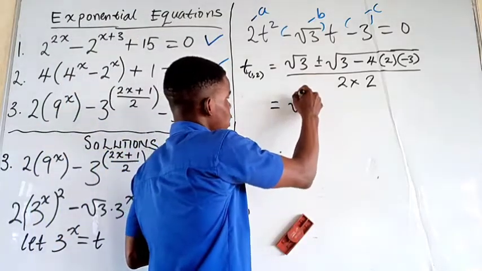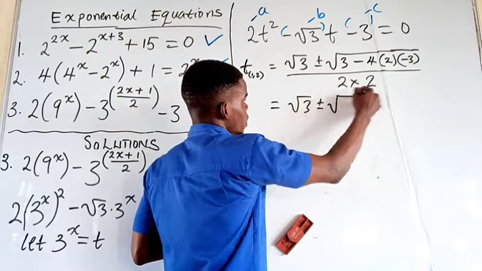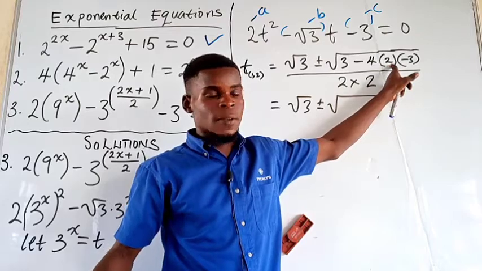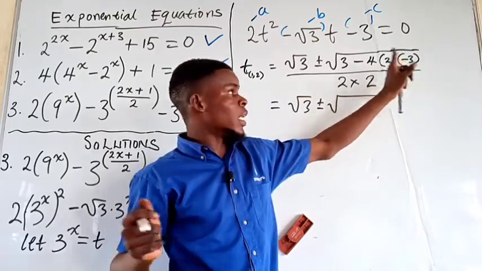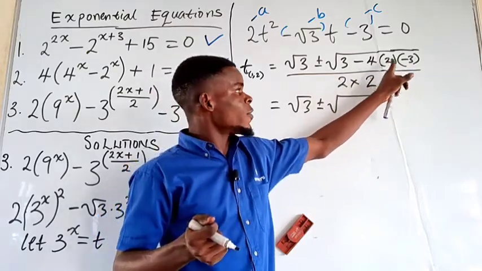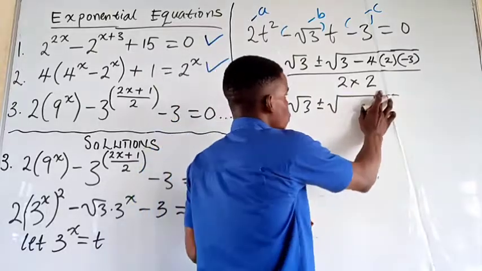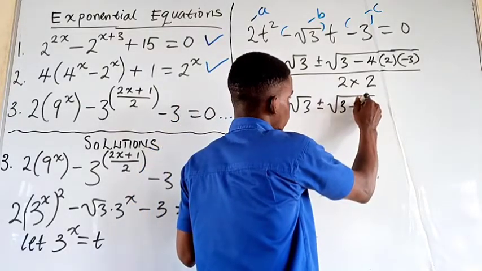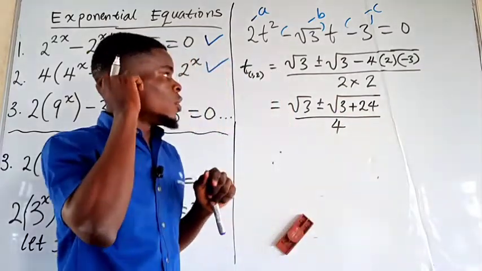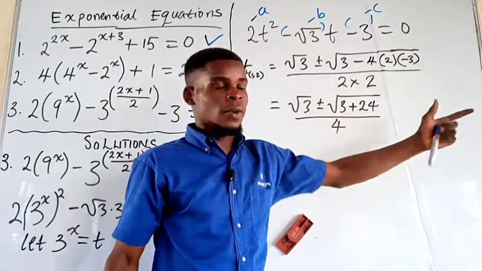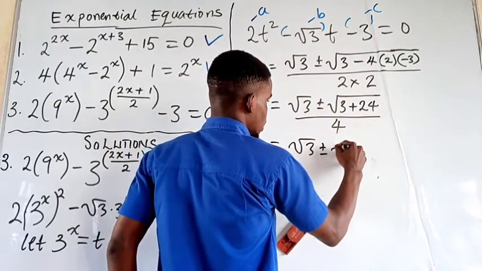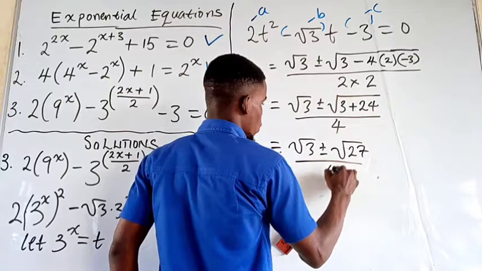We can simplify this further. We have square root of 3 plus or minus the square root of. Now, we have here 4 times 2, that is 8. 8 times negative 3. Okay, let me put this negative sign to not confuse us. Negative 4 times 2 will be negative 8. Then negative 8 times negative 3 is positive 24. Alright? Okay, this is 3 plus 24. The denominator, we just have the 4. So 8 times 3 is 24. Okay, so 24 plus 3 is now going to give us 27. Alright, square root of 27 over 4.